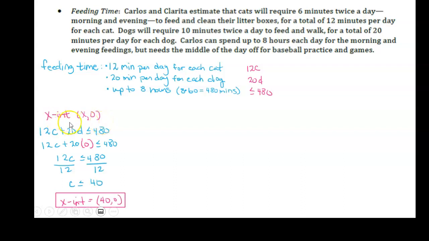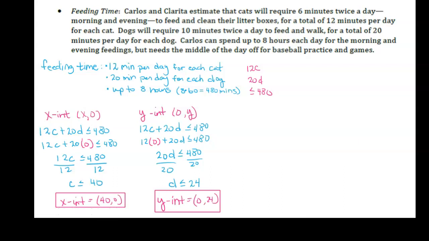We know that the x-intercept has a y value of 0. So the x-intercept is the point where our boundary line crosses that x-axis. If we substitute in the 0 for the y value, in this case, it's the dogs, and then we simplify, we find the x value, or the c, the number of cats, would be 40. So the x-intercept would be located at (40, 0).